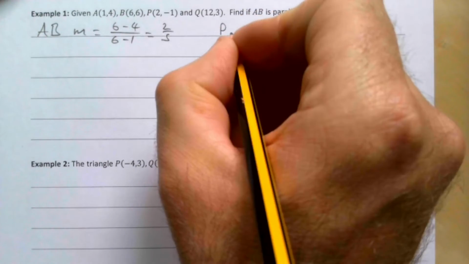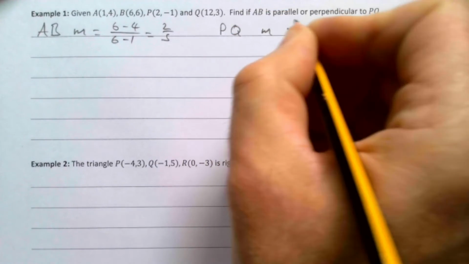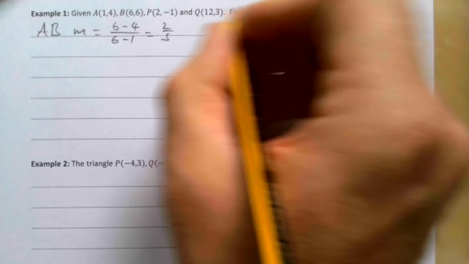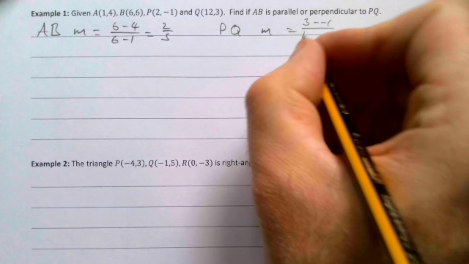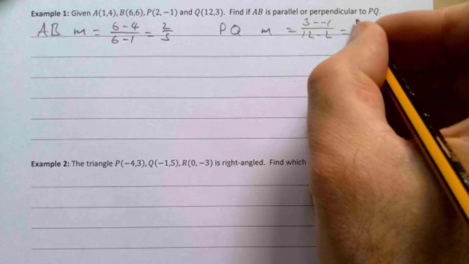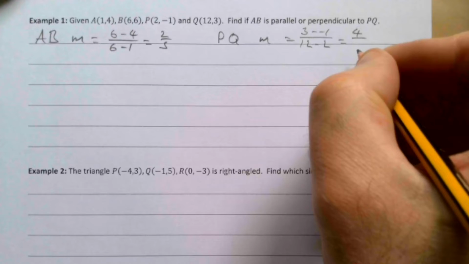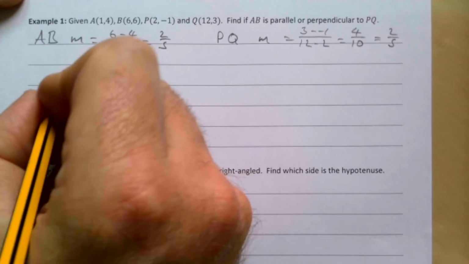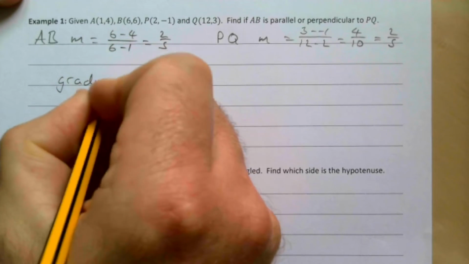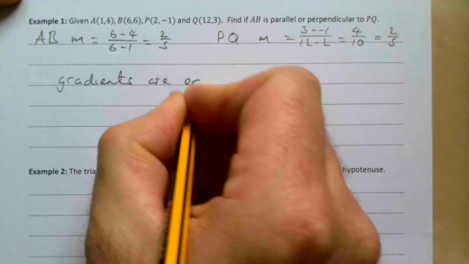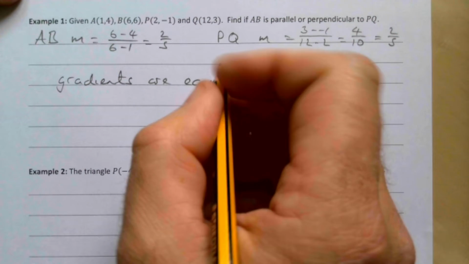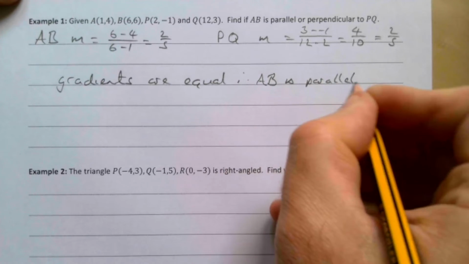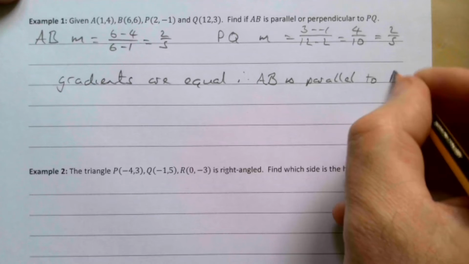What about PQ? 3 take away minus 1, 12 take away 2. 3 minus minus 1 is 4, 12 minus 2 is 10, and that's 2/5. So gradients are equal, therefore AB is parallel to PQ.